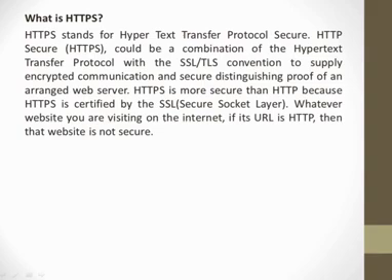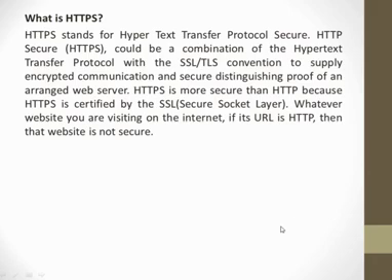So what is the difference between HTTP and HTTPS? HTTPS means Hypertext Transfer Protocol Secure. It is the combination of Hypertext Transfer Protocol with the SSL or TLS convention to supply encrypted communication and a secure identification of a networked web server. HTTPS is more secure than HTTP because HTTPS is certificated by SSL. Whatever website you are visiting on the internet, if its URL is HTTP, then the website is not secure.